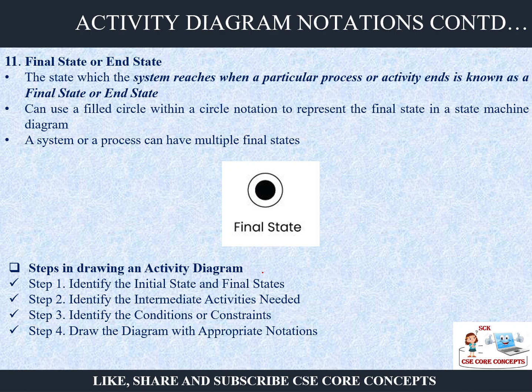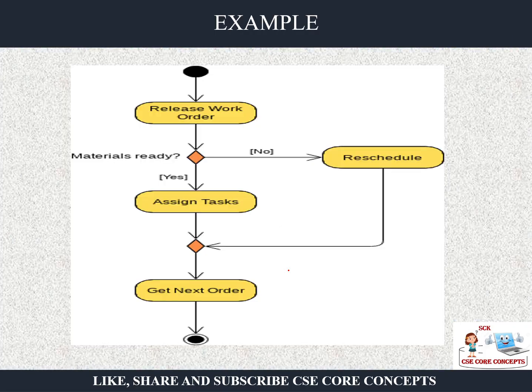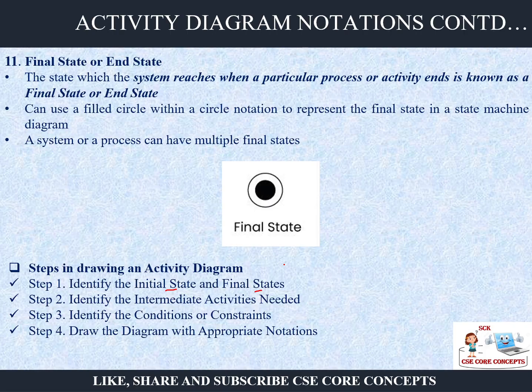So how to draw an activity diagram? First, you have to identify the initial state and the final state, and what the activities are. Within these activities, whether there are certain conditions, constraints, merging, concurrency, or multiple activities grouped, and based on that you draw the diagram. So let us see one example here.